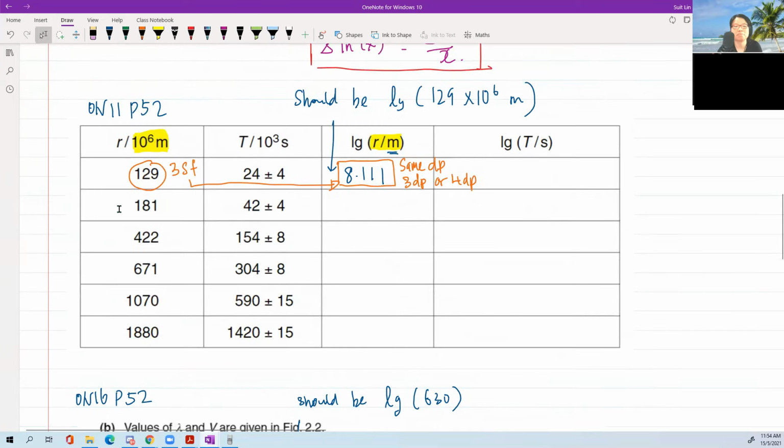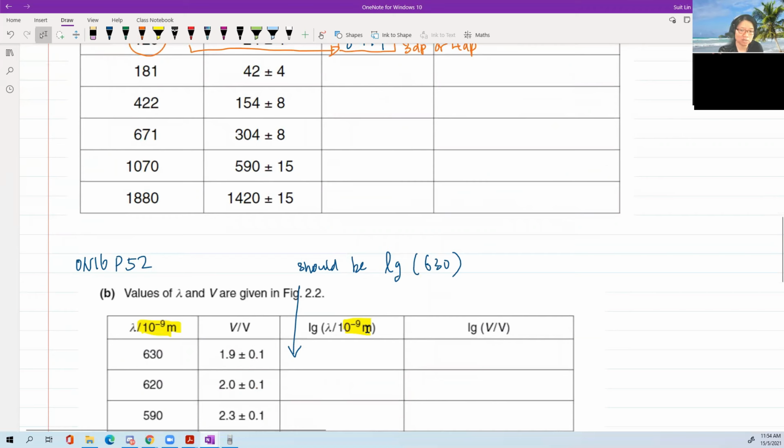Not only prefixes can play hide and seek with you, sometimes it's inside the log itself. So for example, this one, you will press log 630 on my calculator. And that would give you 2.799. So this is 3SF. So this one should be 3 or 4 DP. We go from SF to DP, which is very weird, only for log. So this will be 2.799. Can I put 2.800? No, this is 3DP, 2.799, or 2.7993.